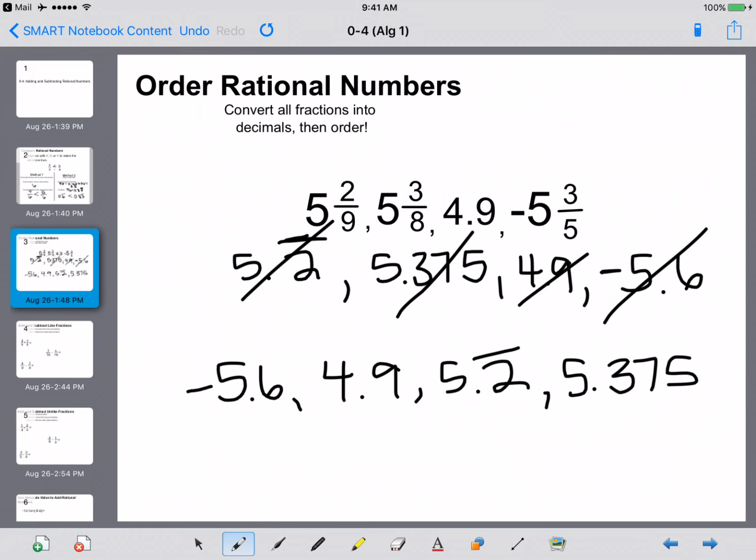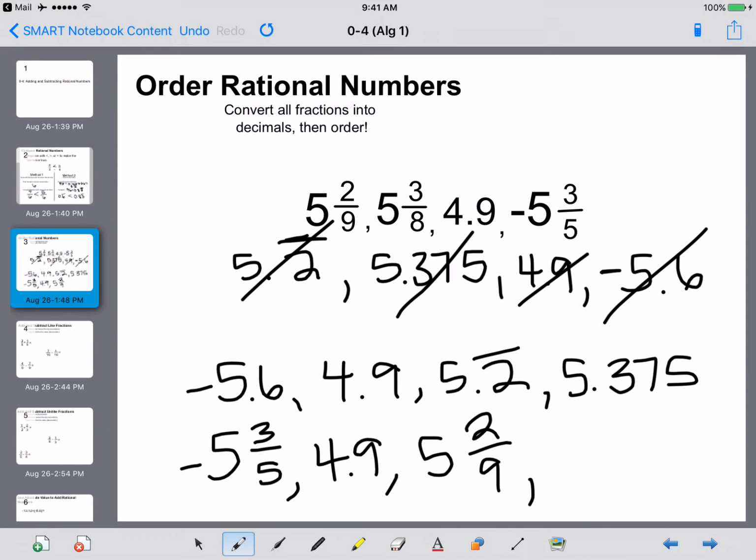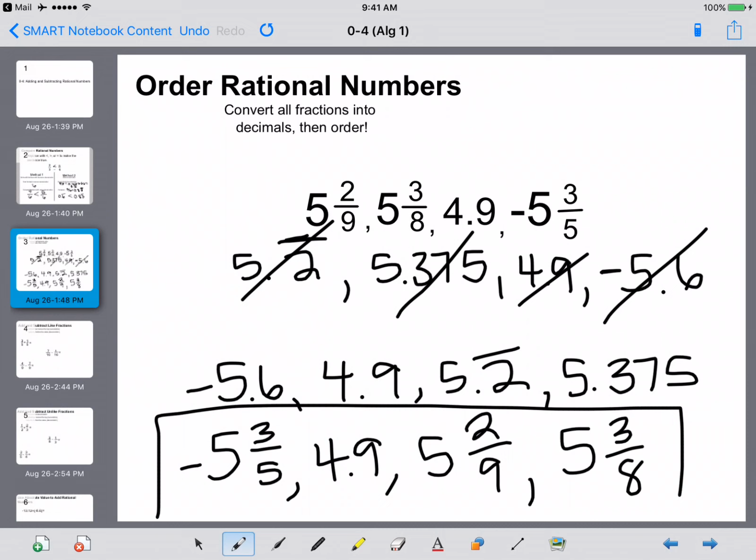So -5.6 is -5 and 3/5. 4.9 is just straight up 4.9. 5.2 repeating is 5 and 2/9. And 5.375 is our 5 and 3/8. So when you put these in order, please, please, please make sure that they are in the original format.